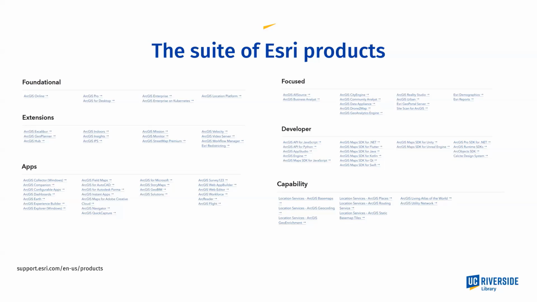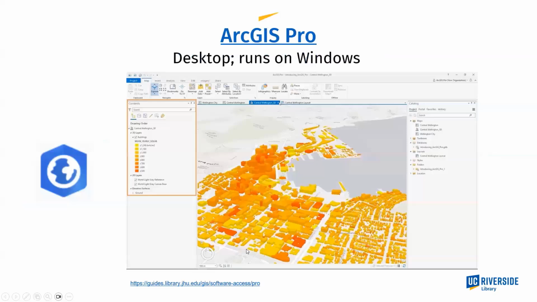Yeah, and then there's just a whole lot of products that they have. And the two that we're going to look at the most are right up here, ArcGIS Pro and ArcGIS Online. Those are the two products that come to mind most often when people say I'm using ArcGIS. So let's take a look at that.